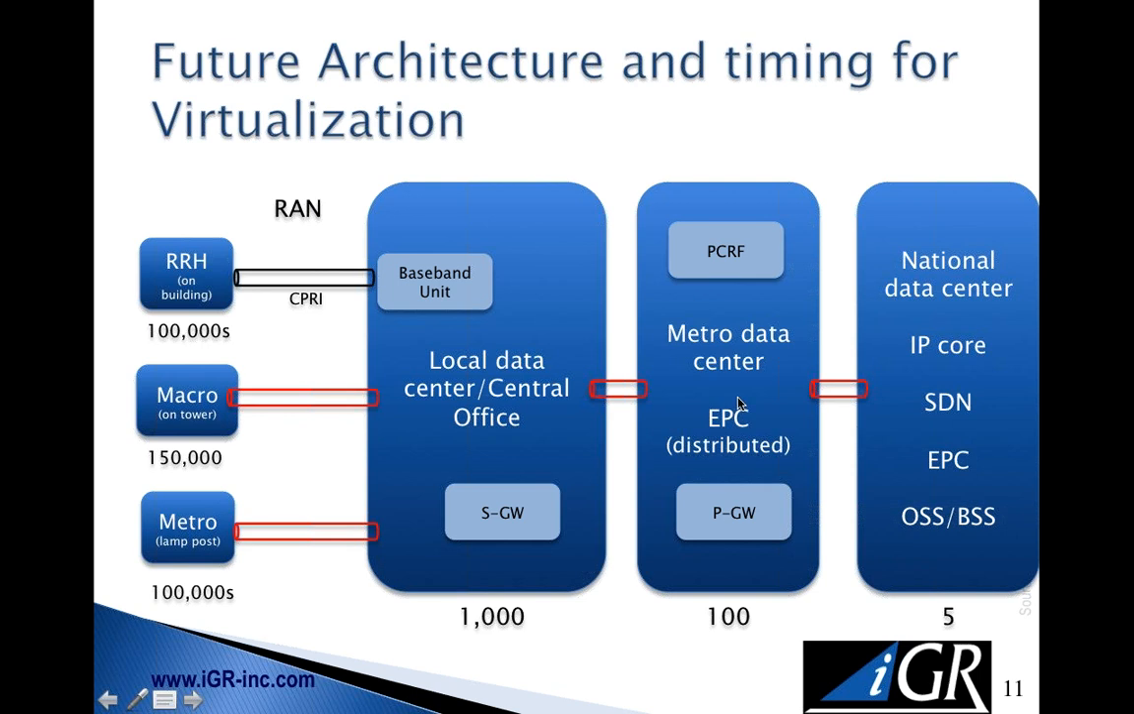And then we get into the metro data center, and now we're starting to see the packet core. So we've got the P gateway, the PCRF, and some of the other functions sitting in there, AAA perhaps, and parts of the HSS. And there'll be hundreds of these, so maybe 2 per state in the United States, something like that. Then a national data center will have the rest of the IP core, the rest of the EPC, and some billing and business support solutions. There'll probably be 4 or 5 of these on a nationwide basis.